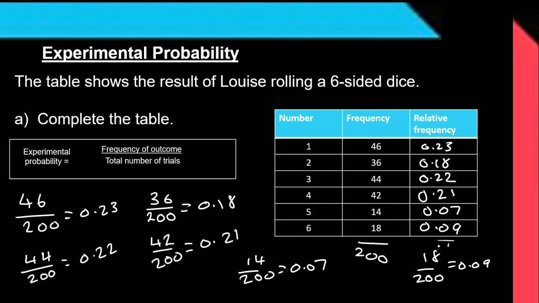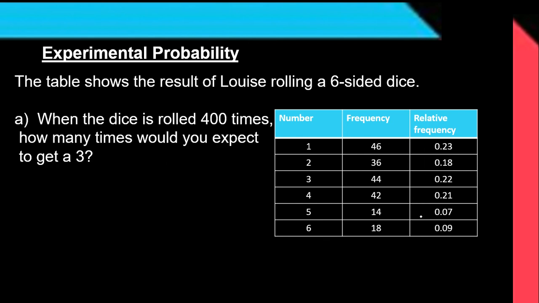So based on Louise's experiment, after 200 times she rolled the dice and recorded it, we've worked out the probability of getting each number. You can see it's more likely to get a 1 than it is to get a 5. So now that we've done an experiment, let's say she decides to roll the dice 400 times, but doesn't record it. How many times would we expect to land on a 3?